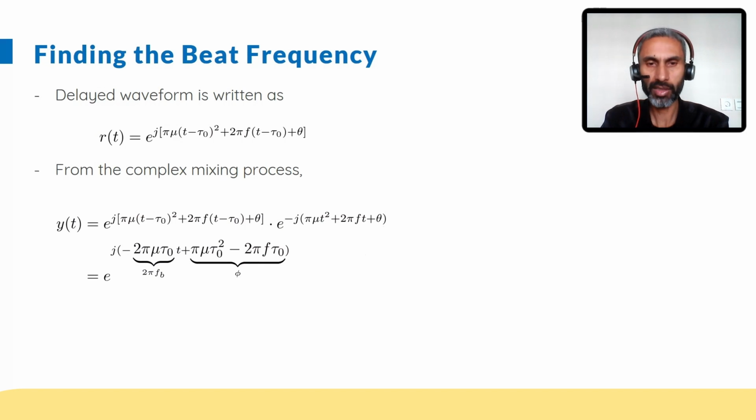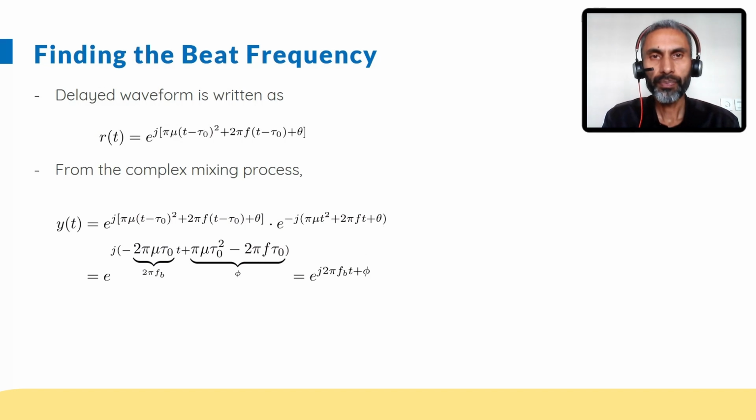And when we simplify the expression, we see that after the complex mixing process, because mixing happens with the same phase and frequency, e raised to the power minus j(pi mu t square plus 2 pi f t plus theta) at the transmit side, we find the expression e raised to the power j(minus 2 pi mu tau naught t plus pi mu tau naught square minus 2 pi f tau naught). Now the right expression does not depend on time. The second expression also does not depend on time. Only the first expression depends on time. So we say this as 2 pi f_b t plus phi.